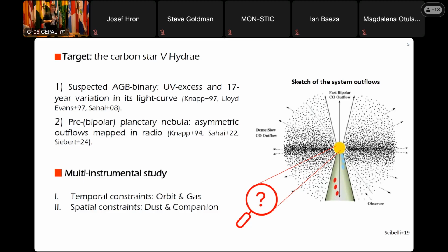So I will present a two-chapter study focusing on the aspect of using multi-instrumental analysis to retrieve that kind of parameter. The first one is the temporal constraint that we can have from spectroscopic monitoring, and then the spatial constraint at really high spatial resolution with interferometry.